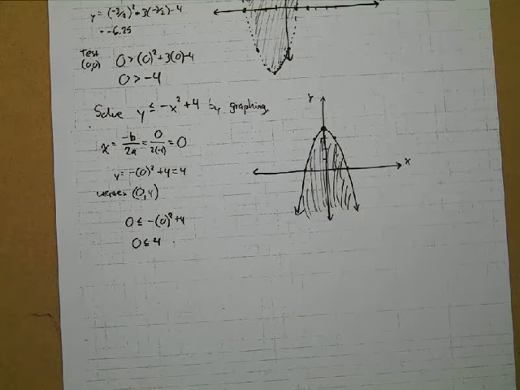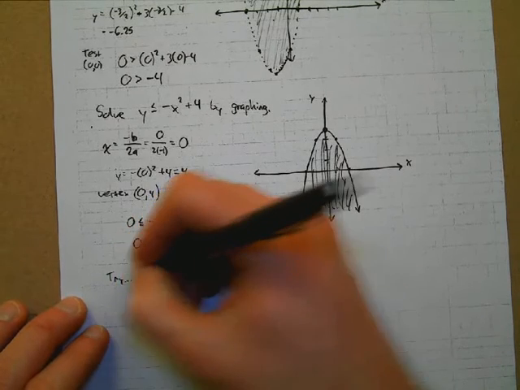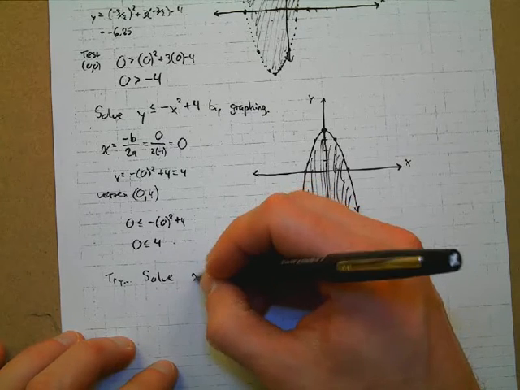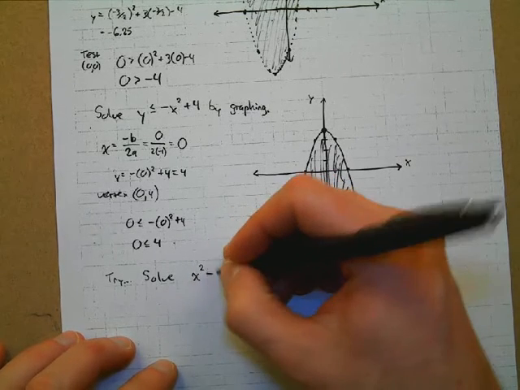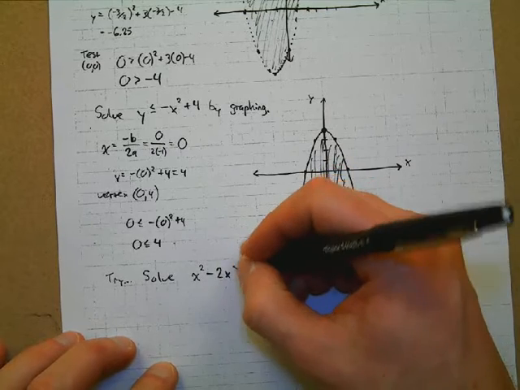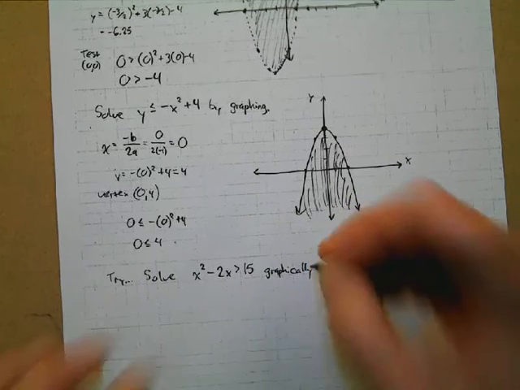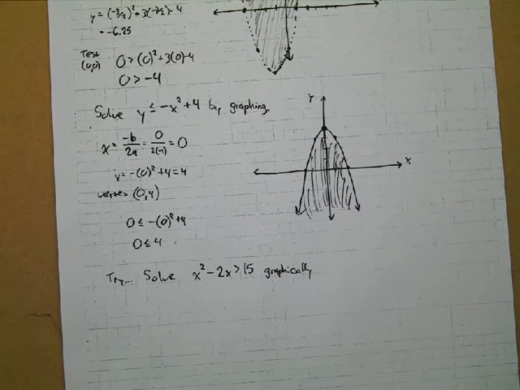X squared minus 2x greater than 15 graphically. Or wait a minute. Hang on a second. I think that might be beyond. Never mind. Hold on a second. I'm going to give you a different one. Sorry. I see what I'm doing here now.